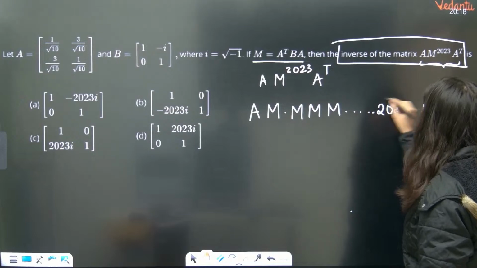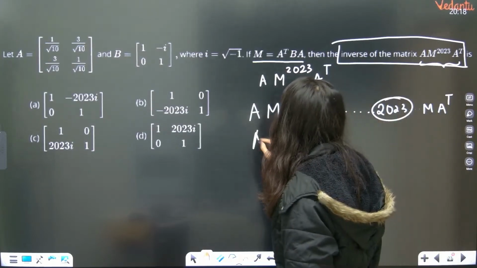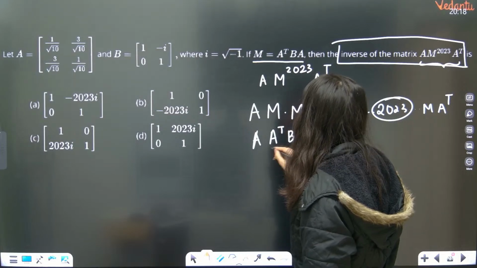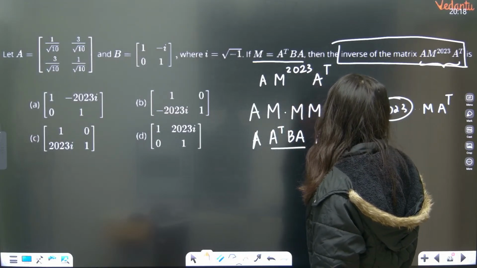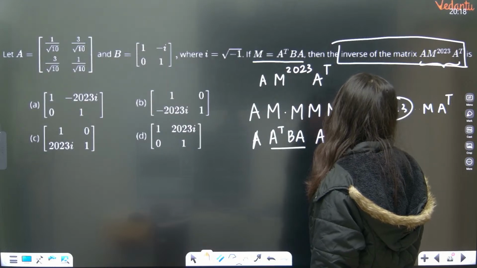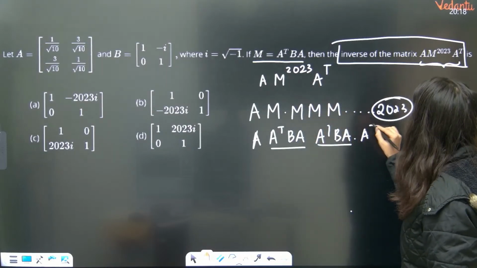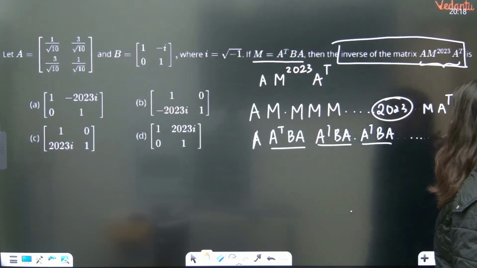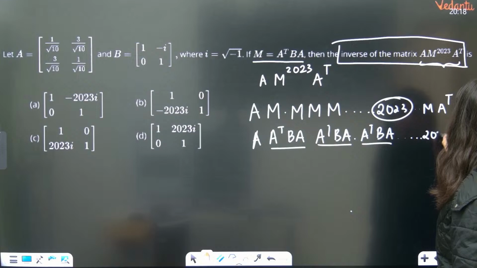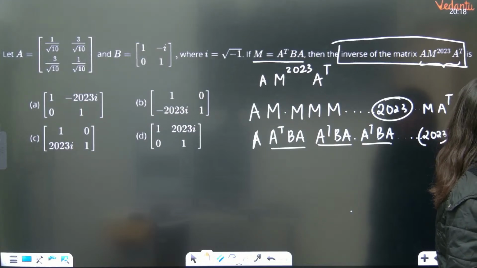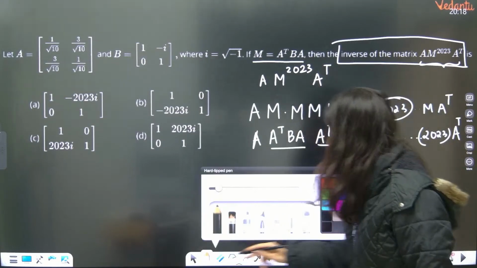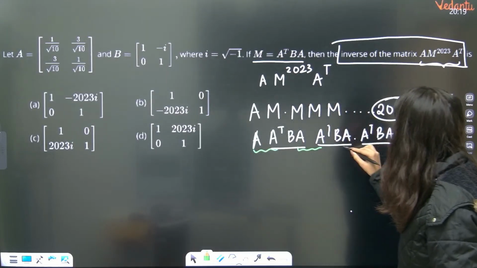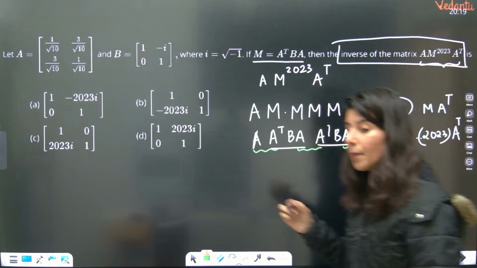Now plug in the value of M. So A is right here, M is what? A transpose BA. Then A transpose BA, again your M. Then A transpose BA, again your M. So this factor is repeated 2023 times. And lastly, we are having A transpose. Now understand one thing, that A into A transpose, A into A transpose, we can see this repeatedly.